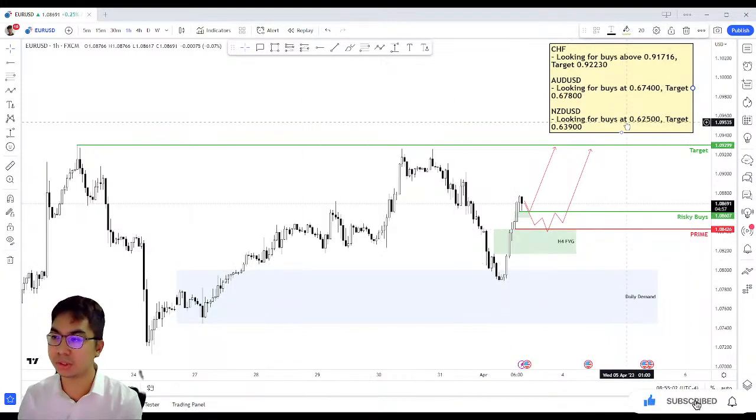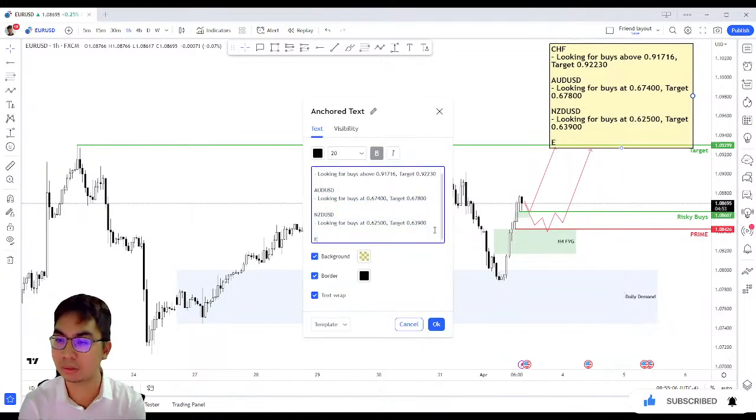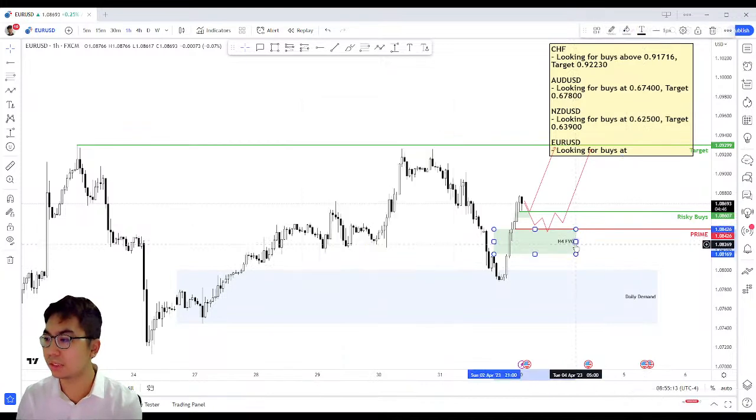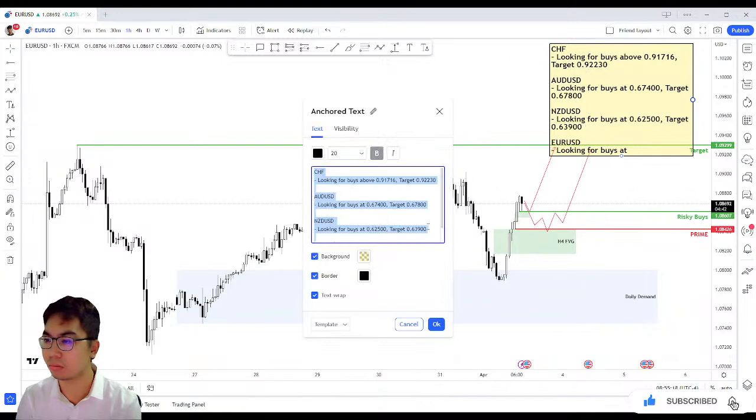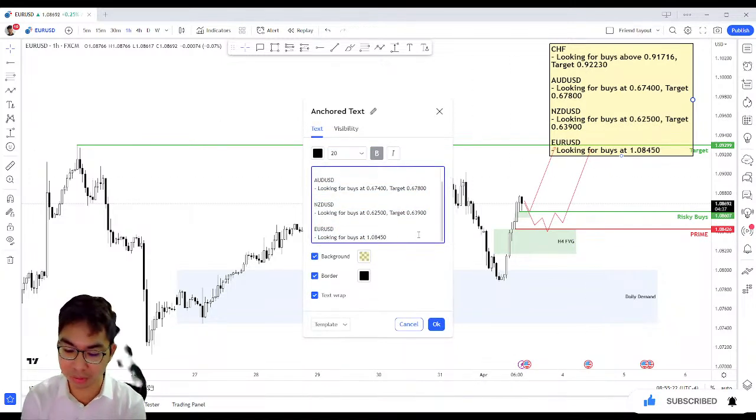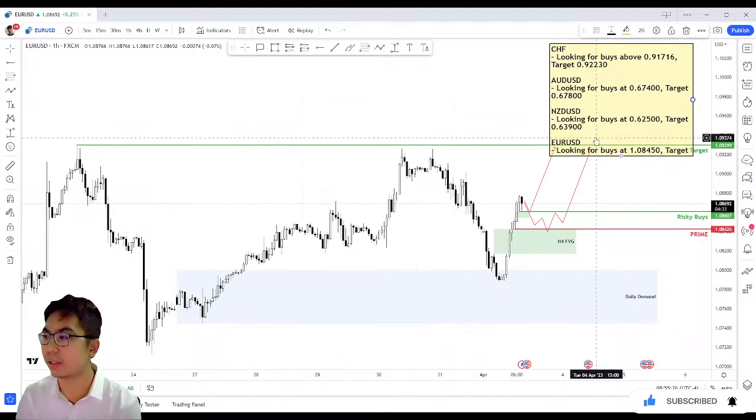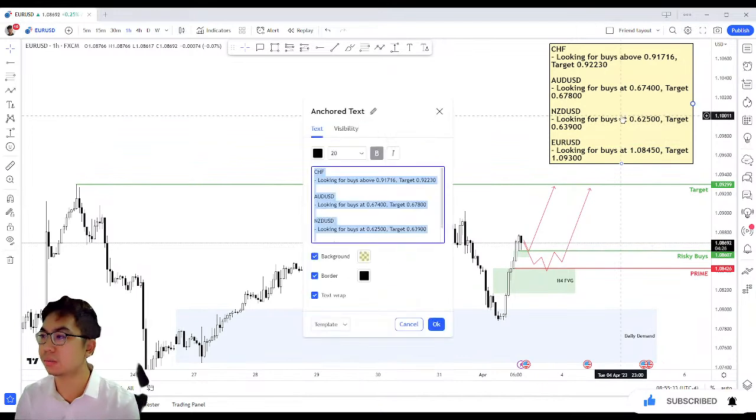So I'll label it out. Euro dollar, Euro USD, looking for buys at. I'll just label out my prime area. Change it to a whole number, nicer number. Targets at that previous high, the relative equal highs. Okay, 300. Make it cleaner.